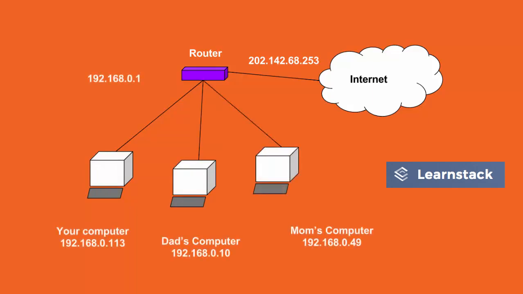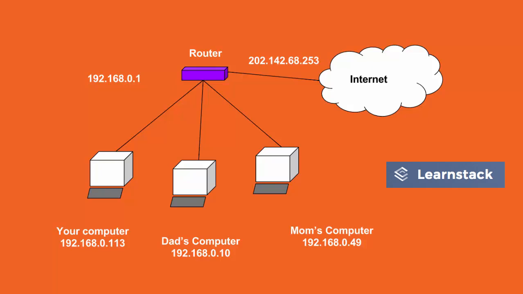Now, on your home network, your computer has an IP of 192.168.0.113. Your parents' computer has 192.168.0.10, and your siblings' computer has 192.168.0.49.